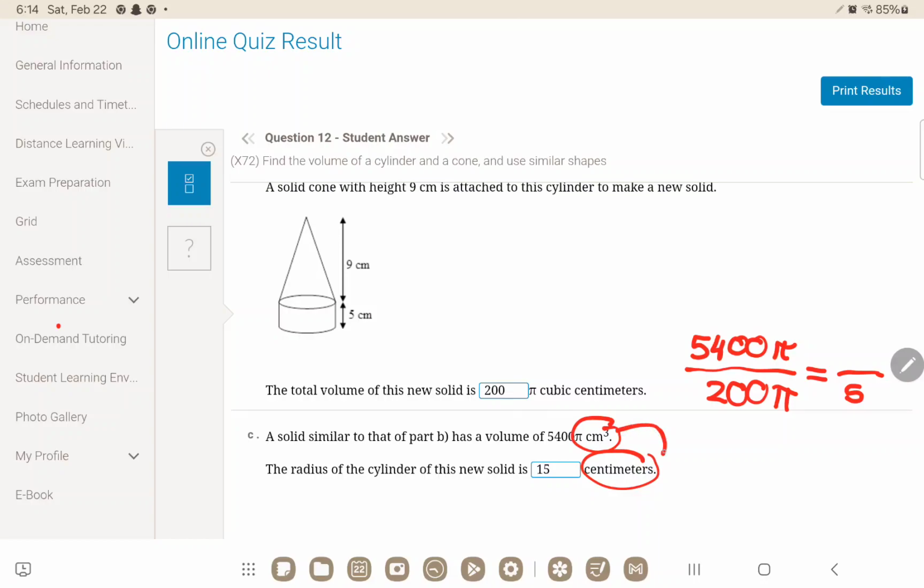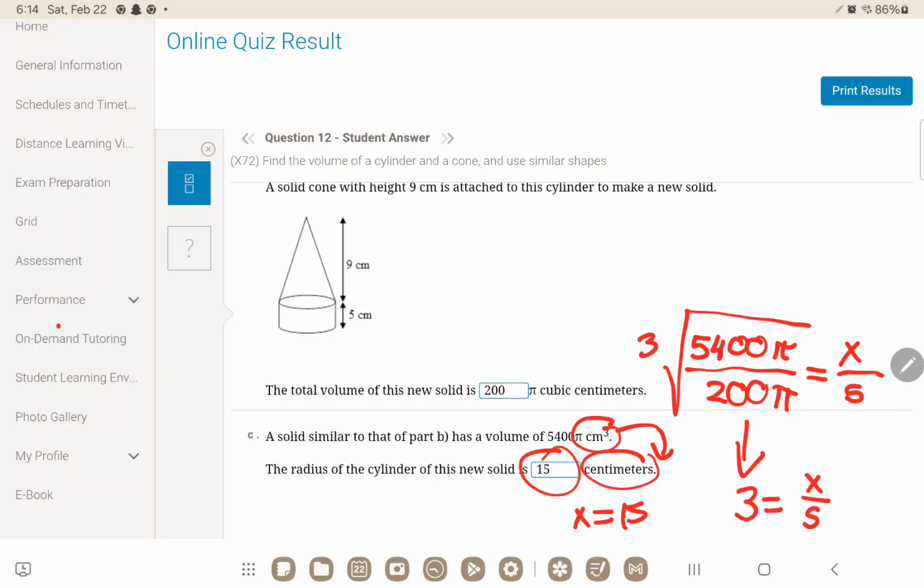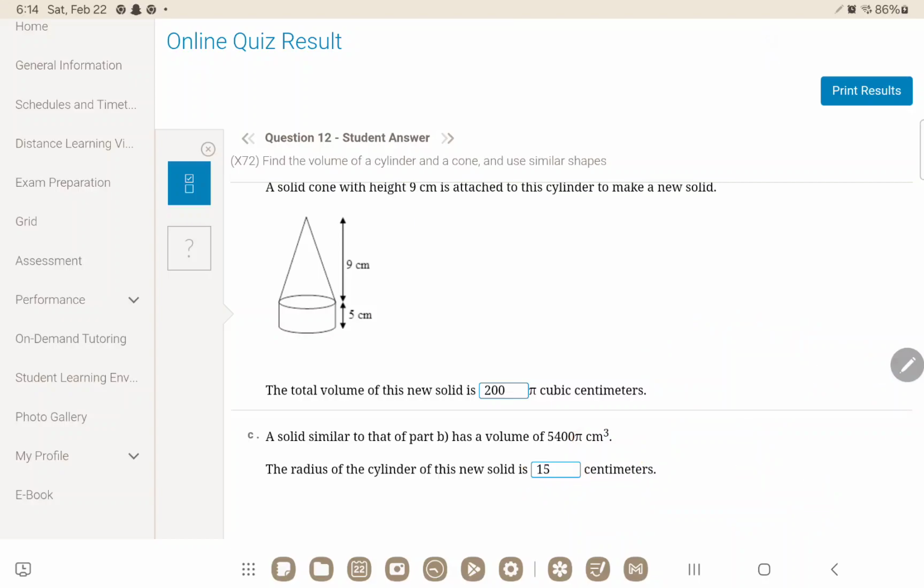So whenever we want to go from centimeters cubed to centimeters, we have to put it under the radical sign for 3. So you just do this, and then we're going to get that all of this is equal to 3 equals x over 5. X is 15. And that is it. If you get area, you'll have to put it under the radical sign for 2. If you get volume like here, always put it under the radical sign for 3. Now, moving on.